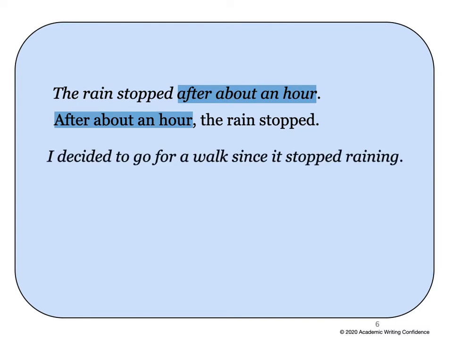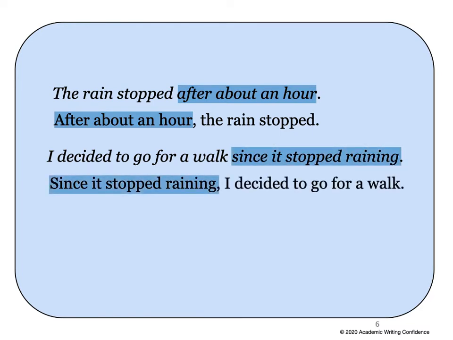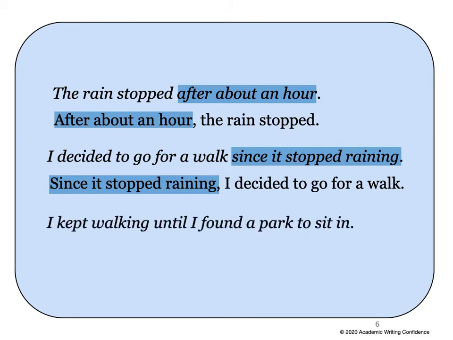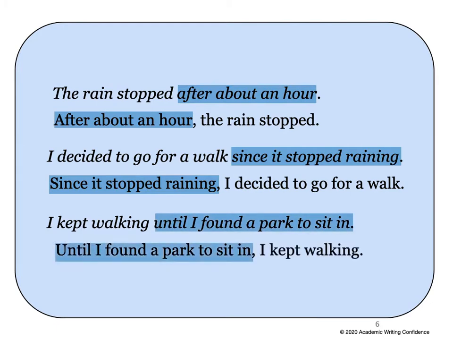I decided to go for a walk since it stopped raining. Again, we can take our phrase and put it at the beginning of the sentence, followed by a comma. Since it stopped raining, I decided to go for a walk. And our final sentence, I kept walking until I found a park to sit in. Again, we take our phrase and put it at the beginning of a sentence, followed by a comma. Until I found a park to sit in, I kept walking. Now, using this kind of pattern is a good way to make good complex sentences.